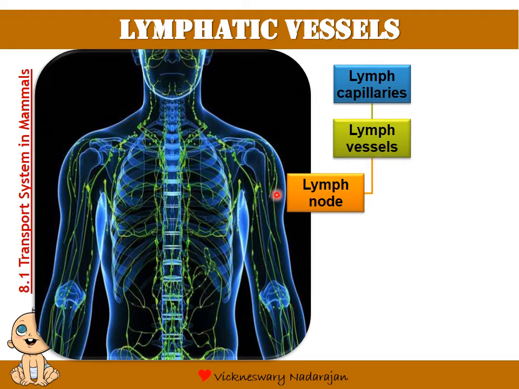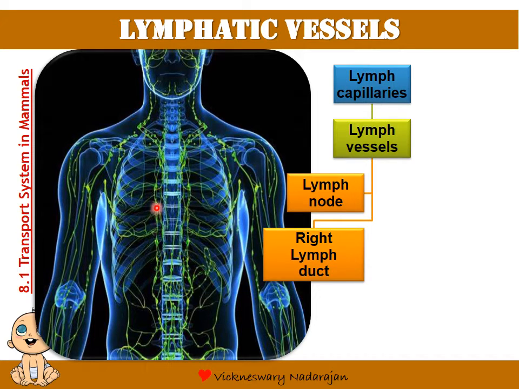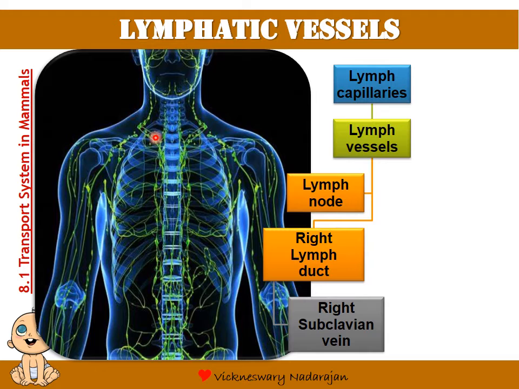Now, all these lymph vessels will actually join together at the chest region of our body, forming two lines. The first line is the right lymphatic duct. We can also say right lymph duct. And this lymph duct will finally join here at our neck, under our collarbone, that is at the right subclavian vein. So you see, from the lymphatic system, it eventually joins with the circulatory system.